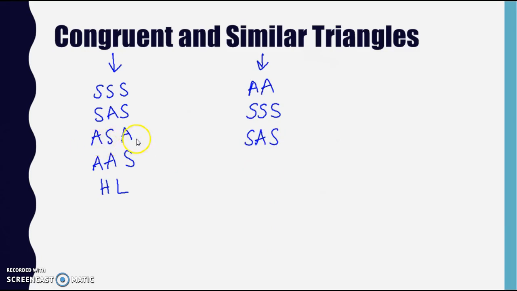Technically, angle, side, angle, and angle, angle, side work as well, but as long as I have the two angles, then I know it's going to be similar because of angle, angle. So here I have angle, side, angle. Well, as long as I have two angles, I'm set. So technically, all these work for similarity as well, but angle, angle is an easy one to get.